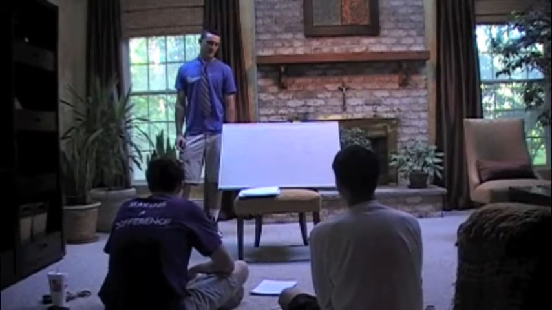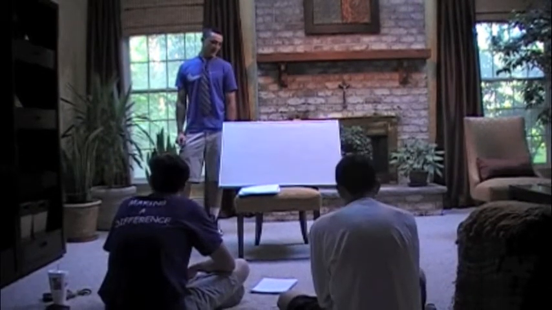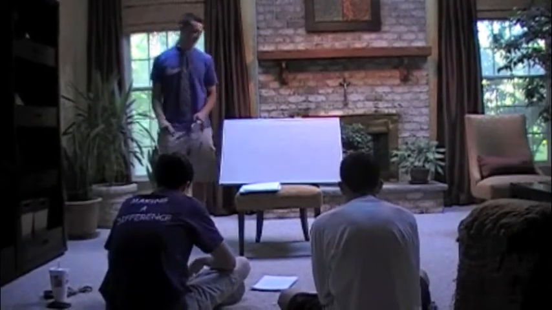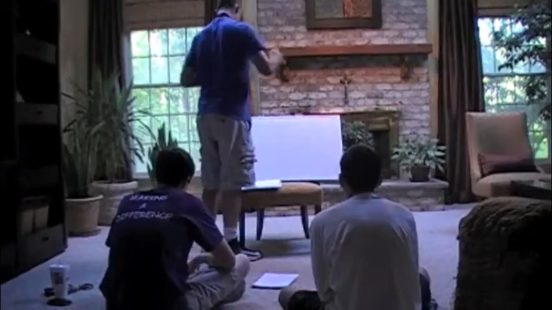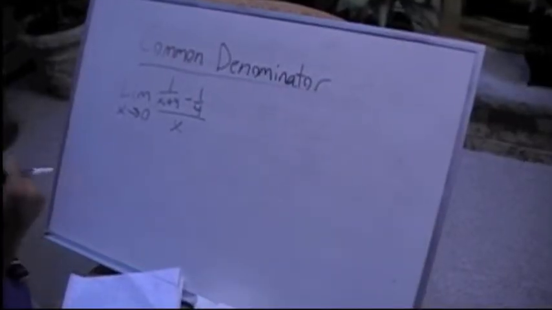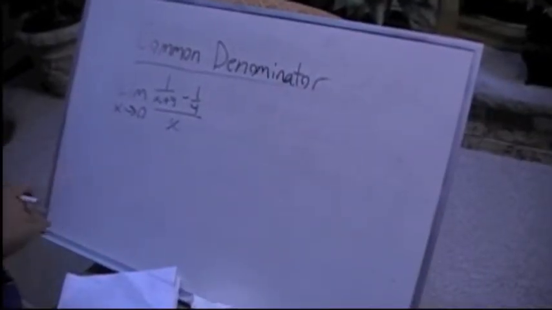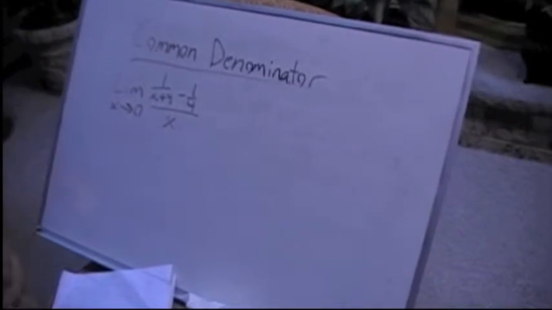Oh, I see. Are there any other different methods for solving limits? Yes, using a common denominator. You can't plug in 0 immediately or else you get 0 over 0. So you have to find a common denominator for the top part.